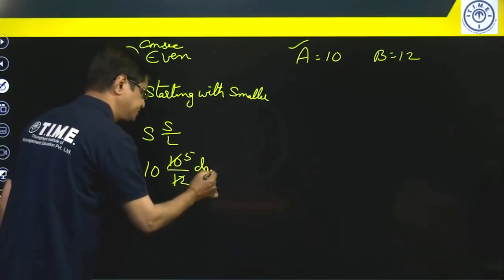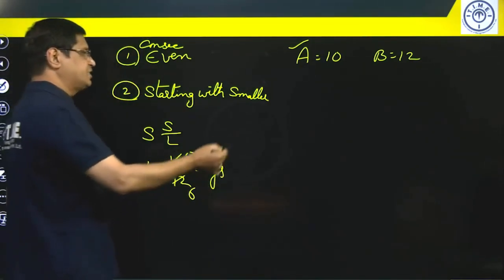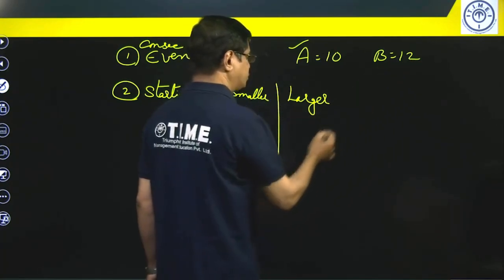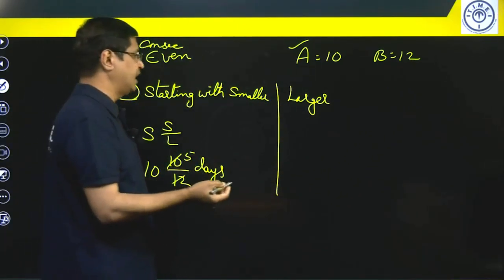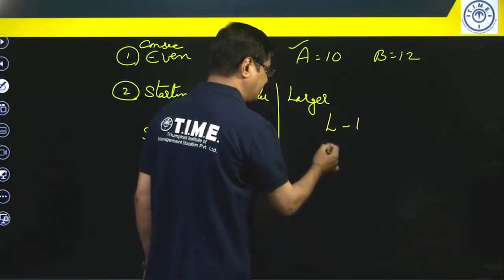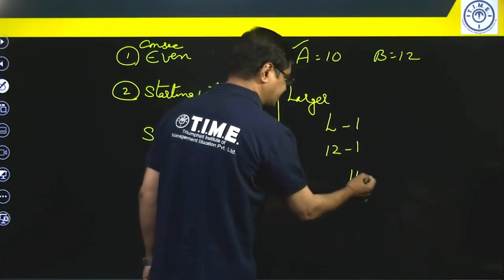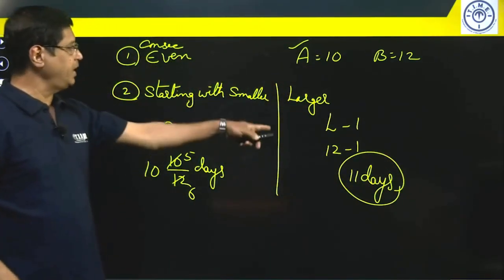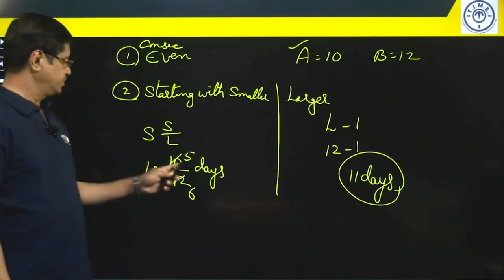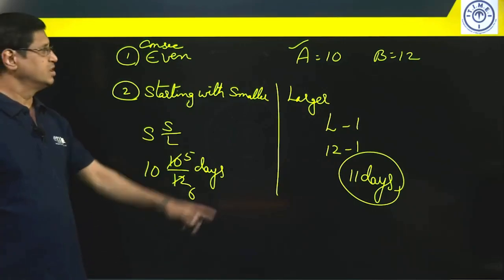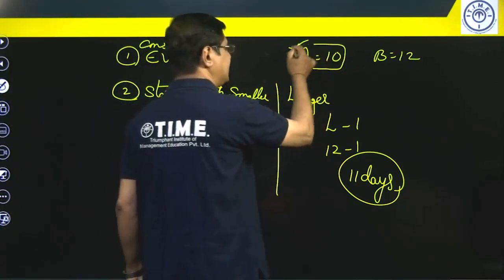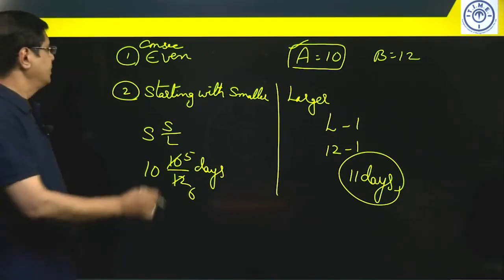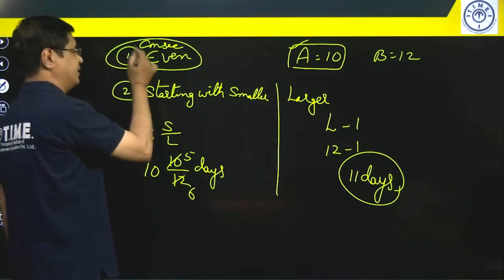Number of days. If it is starting with the larger value, starting with the larger number means here larger is 12. If starts with the B, then what will be the answer means larger value minus 1, that is 12 minus 1. Answer is 11 days. Am I clear? If it is starting with the B, answer is 11 days. Starting with this A, 10 5 by 6 means starting with the smaller by larger, starting with the larger minus 1, provided the values must be consecutive even numbers.